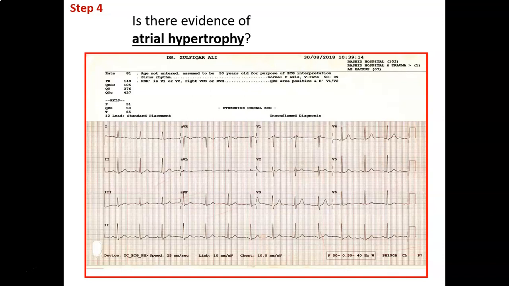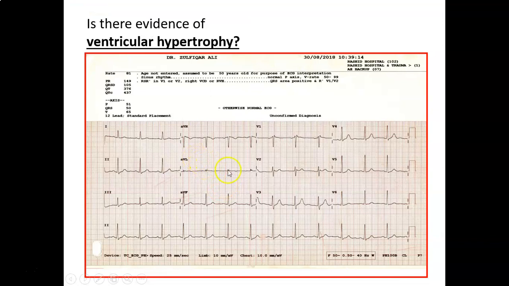As far as atrial hypertrophy is concerned, you have to look at the P wave in lead 2. If it's tall, this is right atrial hypertrophy. If it's broad, it's left atrial hypertrophy. But in this ECG, it looks normal.